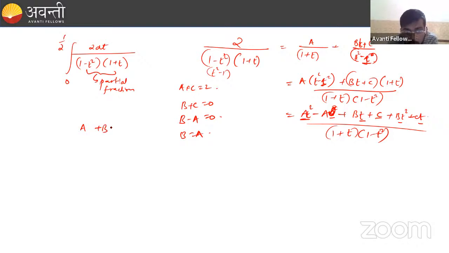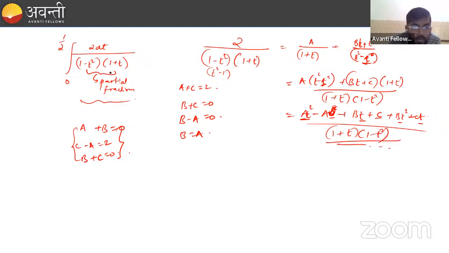So a plus b is 0, c minus a is 2, and b plus c is 0. So we get b is minus a. There is some issue. So we will use this partial fraction technique to solve this question. It is taking a lot of time. Let's move on to the next question.